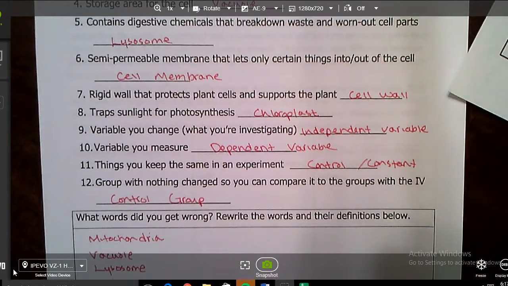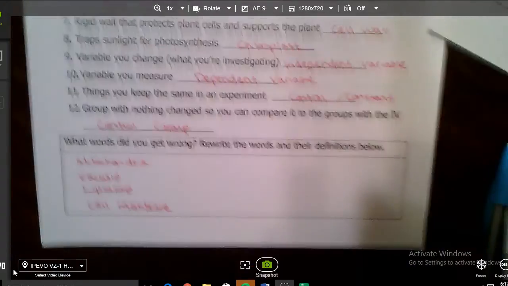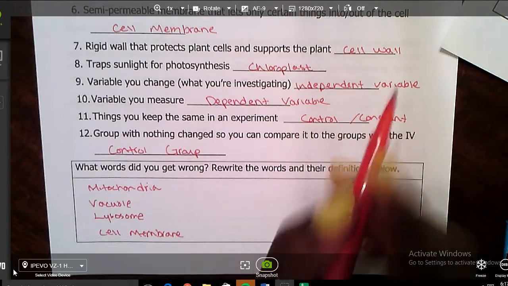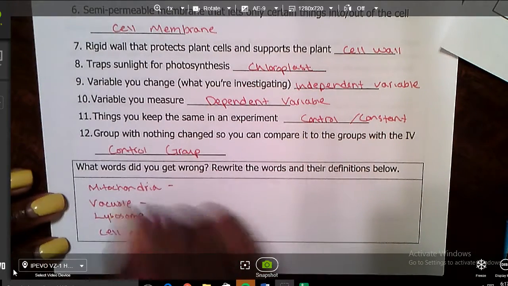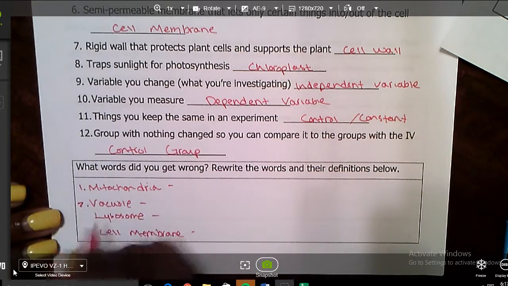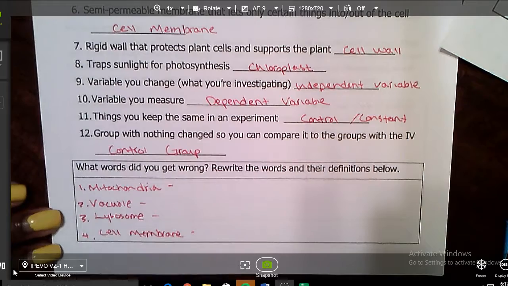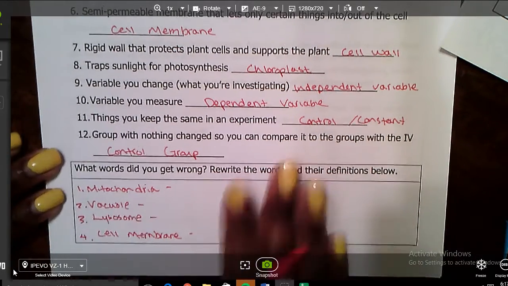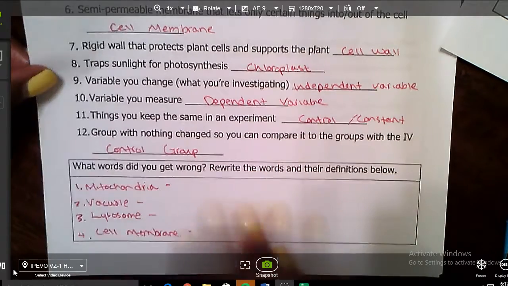Right now, you are going to take the next 3 minutes to write down the words that you got wrong, the ones you missed or did not know, and write down their definitions. If you are a true scholar, baller, shot caller, and you got all of them correct, then you are going to rewrite the definitions for these 4 because they are the most important for our exam on Tuesday. Go ahead and pause and fill in your definitions right here. Let's move on.